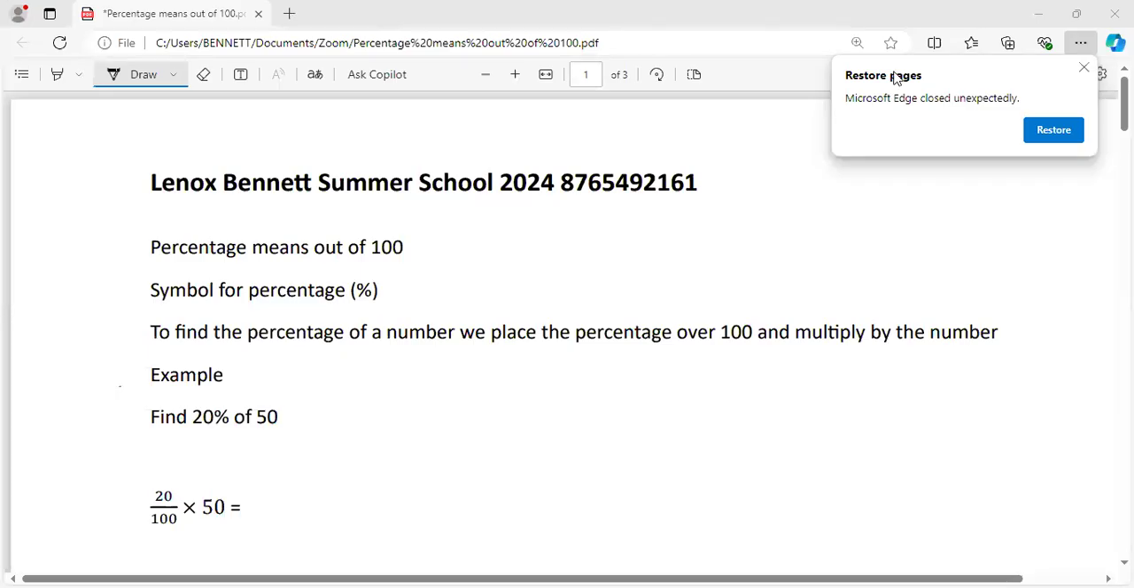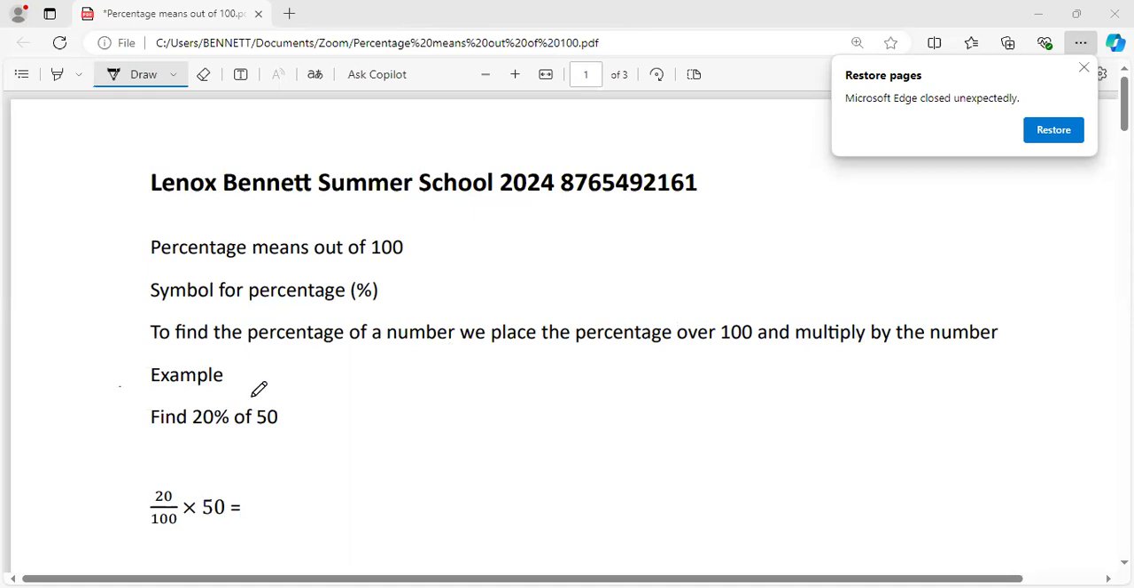This says a percent means out of 100, and there's a symbol, so we know the symbol now, right? And then we see that symbol represents percentage. To find the percentage of a number, we place the percent out of 100. Why do we do that? Because it's out of 100. And then we multiply by the number.